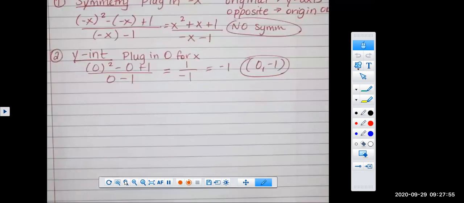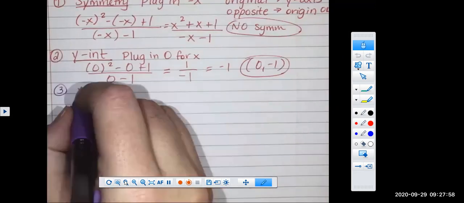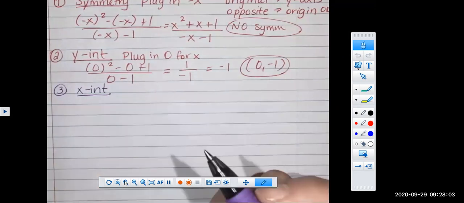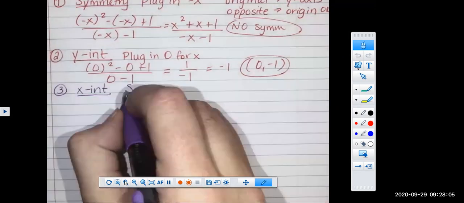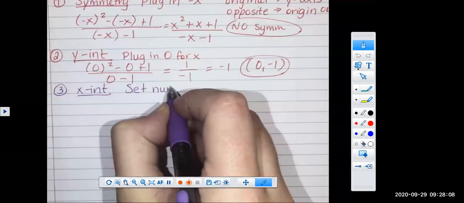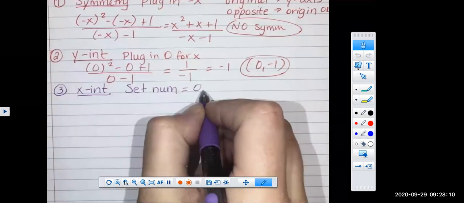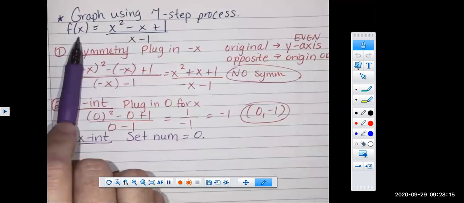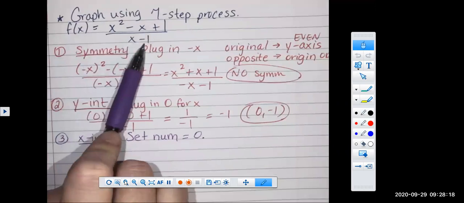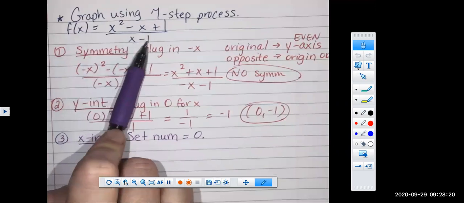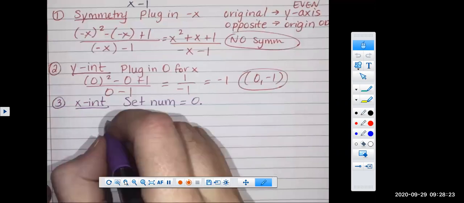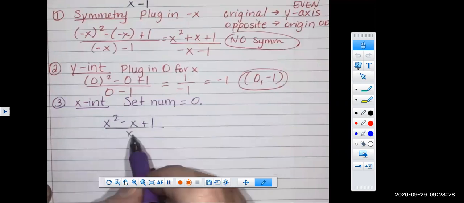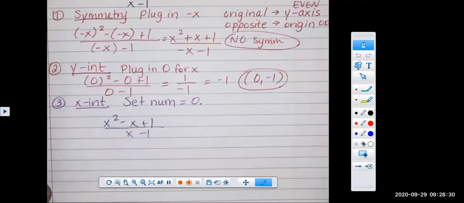Okay, step 3. They ask you to find the x-intercepts that the graph may have. There's a trick to this. All you need to do is set your numerator equal to 0 and solve. Because think about it, if I set y equal to 0 and say 0 times the denominator in any of these problems, that's going to go away. So set numerator equal to 0.